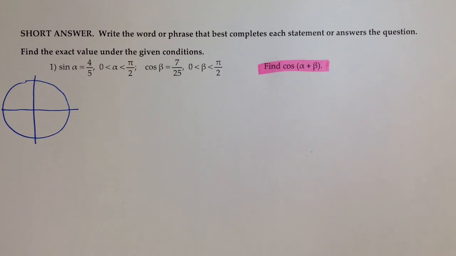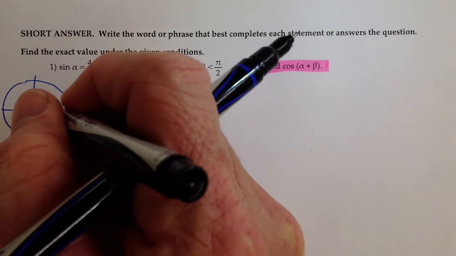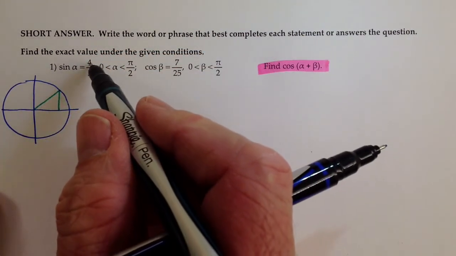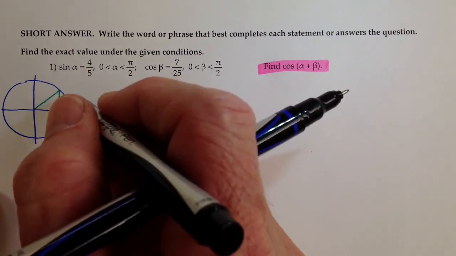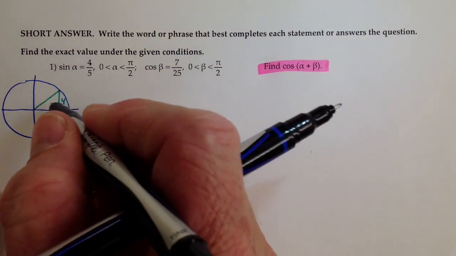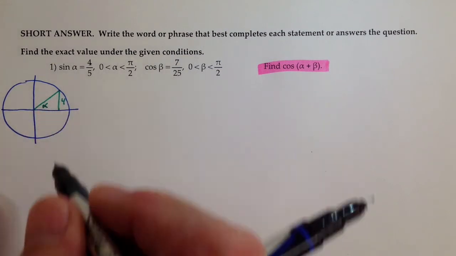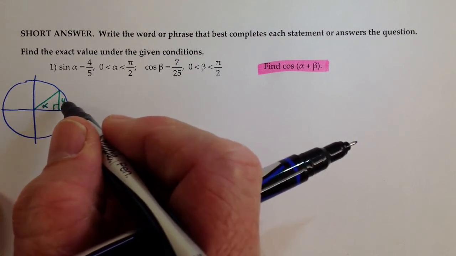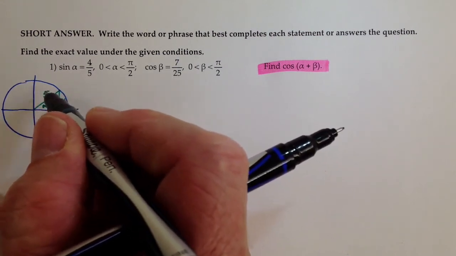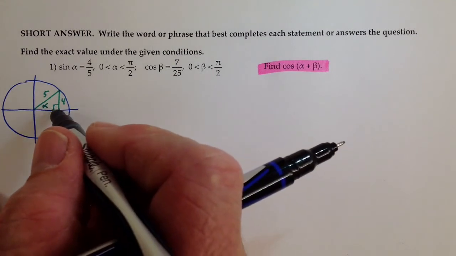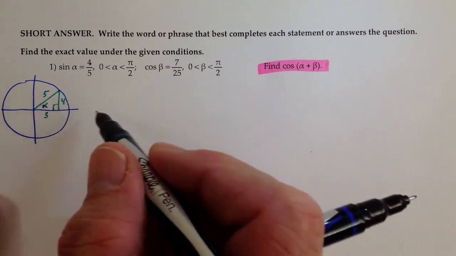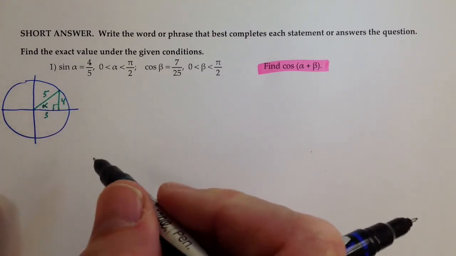Let me use a different color. I think you'd probably appreciate a different color. I would. So the sine of alpha being the opposite over the hypotenuse, we're going to put alpha right here, I should have done that to begin with. So the opposite leg to alpha has a length of 4, and the hypotenuse has a length of 5. And using the Pythagorean theorem, or just remembering the Pythagorean triple 3, 4, 5, we know that the other leg has a length of 3.